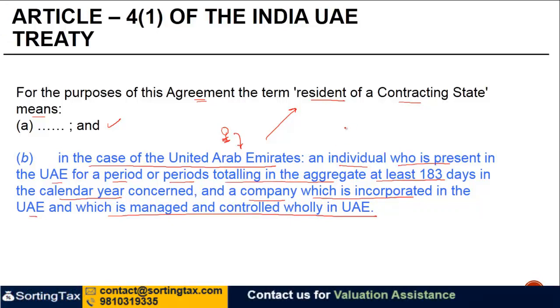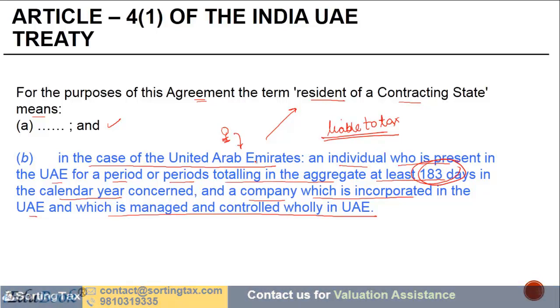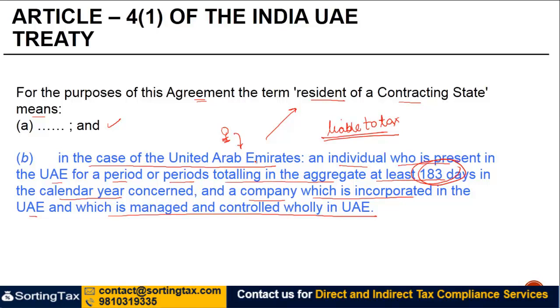So instead of the criteria where a person was liable to tax, the criteria is now changed to the number of days for which an individual is present. Now he may or may not be liable to tax in UAE, but as long as he is present there for at least 183 days in the calendar year, he is considered a resident and therefore entitled to the benefit of the India-UAE Treaty.